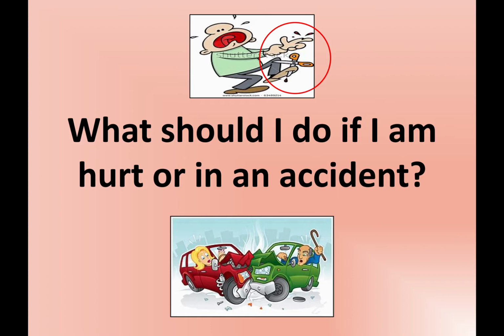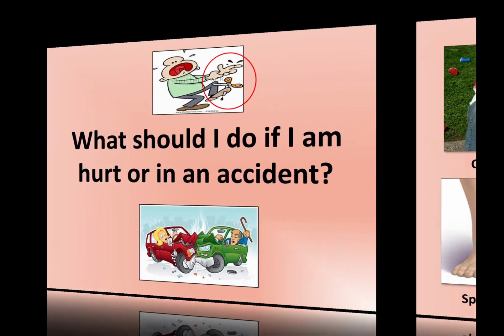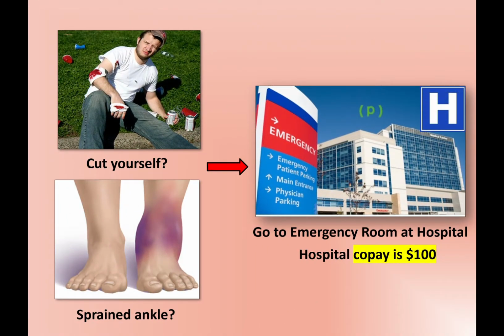What should you do if you are hurt or if you've been in an accident? If you cut yourself and you cannot stop the bleeding, or if you may have fallen down and you're not sure if you may have sprained your ankle, this is the time you go to the emergency room at the hospital. The reason we encourage you, for a minor problem, to make an appointment to see a doctor or go to an urgent care clinic is because your copay at the hospital is $100.